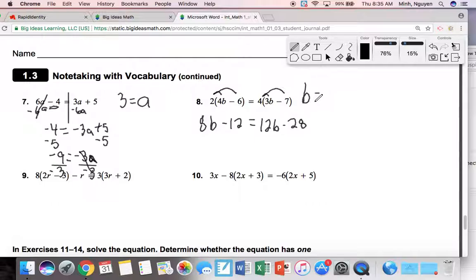Let's see. 12b minus 8b is 4b. Negative 12 plus 28 is 16. 16 divided by 4. I do believe the answer is 4. So 12 minus 7 is 5. 5 times 4 is 20. Yep, that makes sense. Okay.